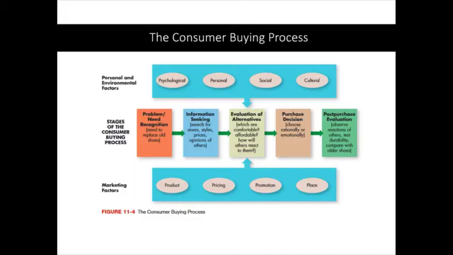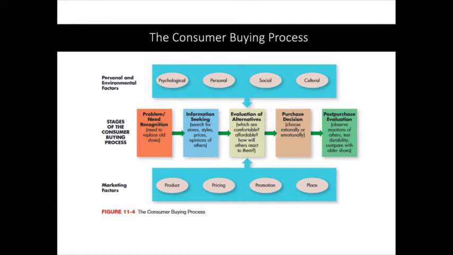If we illustrate them all in a diagram, this is figure 11.4 from the textbook, and you can sort of see how these all fit together, right? In the middle, you see the stages of the consumer buying process. Typically that buying process starts with recognizing you either have a problem to be solved or a need to be filled. It may be, as you see here, a need to replace old shoes, or it could be simply you're hungry or you need coffee, and you realize you have a problem to solve or a need to be filled.